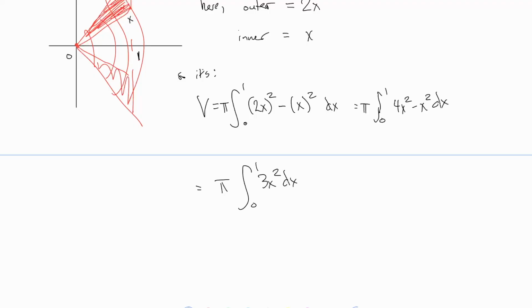And I suppose you could factor the 3 out if you like, or just leave it there and do the integral. All right? Let's do the integral. Pi in the front, and then 3x squared, the integral of that is just going to be x cubed. Plugging in 0 and 1, and I just plug in 1. Pi times 1 cubed minus pi times 0 cubed. That's just straight up pi.